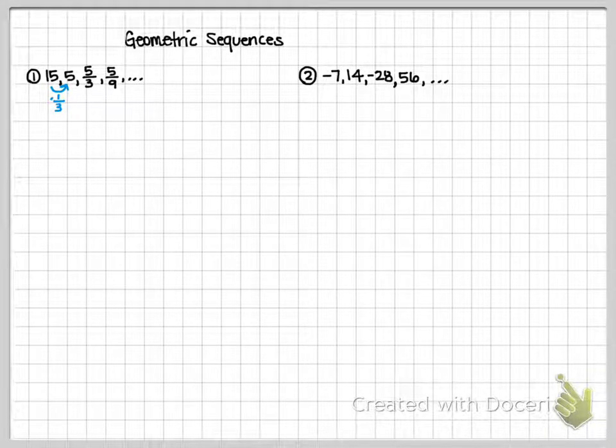If I follow that pattern, then I'm going to get times by 1/3 here as well, and times by 1/3 as well. So the number that we just found is called the common ratio. We're going to refer to the common ratio as B, or our multiplier. So I'm going to call B 1/3.